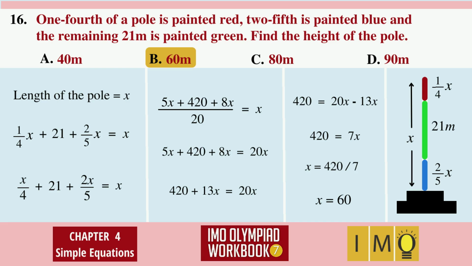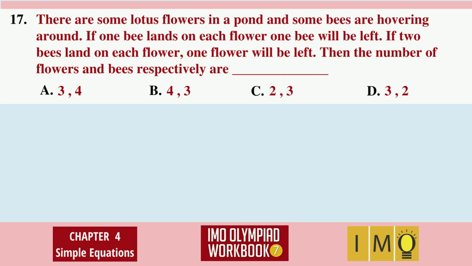Next, question number 17. There are some lotus flowers in a pond and some bees are hovering around. If one bee lands on each flower, one bee will be left. If 2 bees land on each flower, one flower will be left. What would be the number of flowers and bees?